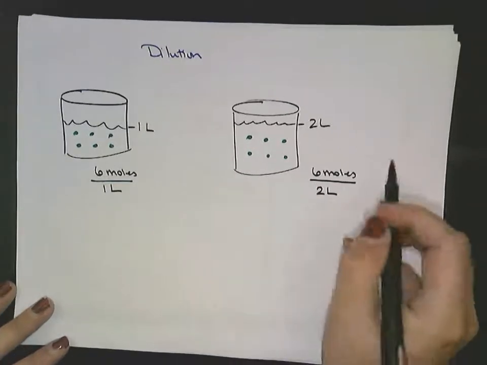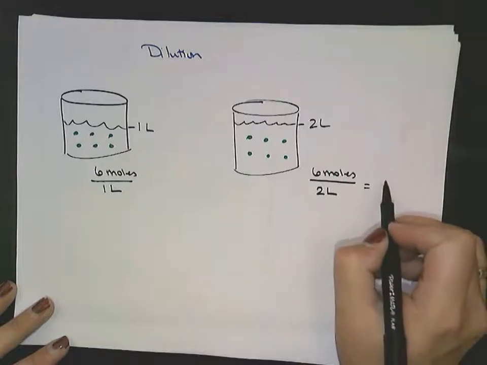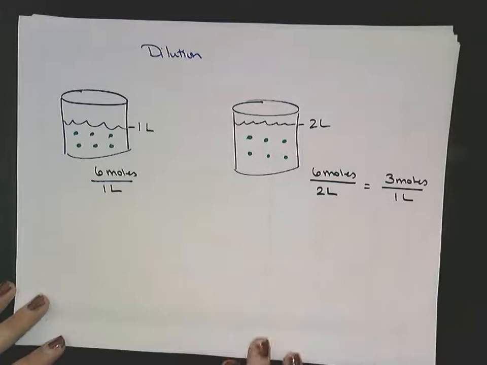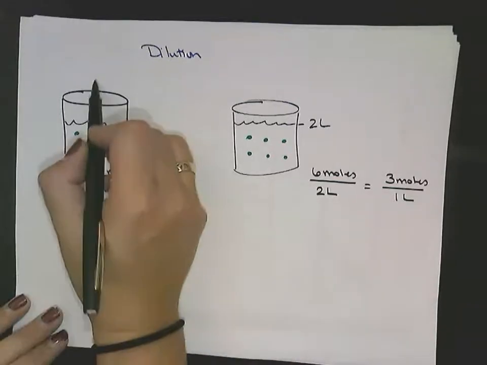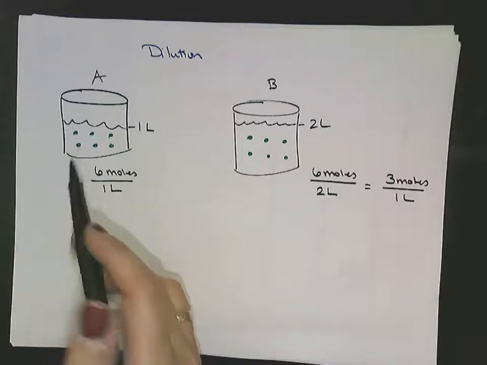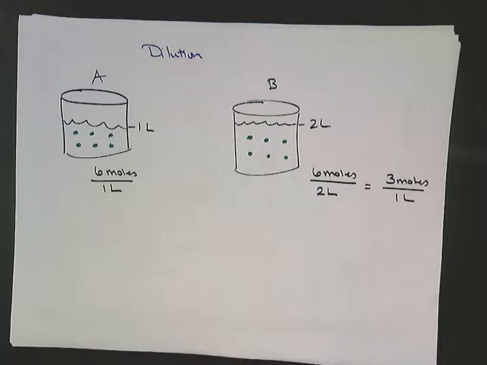How do I simplify that? 6 moles per 2 liters. Warm-up question. Okay, not going well. All right, so 3 moles per liter. So which one is more concentrated? A or B? A is more concentrated, right? What happened between A and B? I doubled the volume and it became more dilute, right? So there was more water, more space for the things to go around.